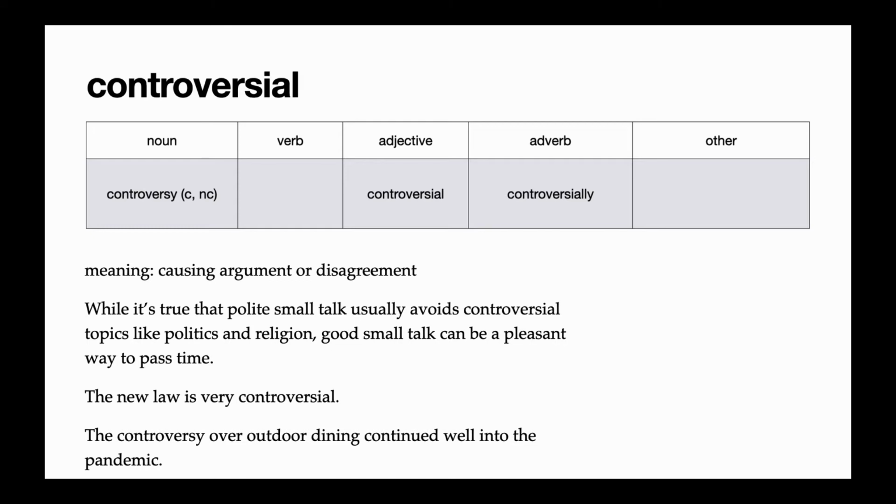Because many people disagree about politics and religion, we would call these controversial topics. In our second example, the new law is very controversial. And our third example shows the noun form. The controversy over outdoor dining continued well into the pandemic. Notice that when we use the noun form, we say controversy. We make the S sound. However, in the adjective form, the suffix makes the shul sound, so it's controversial.